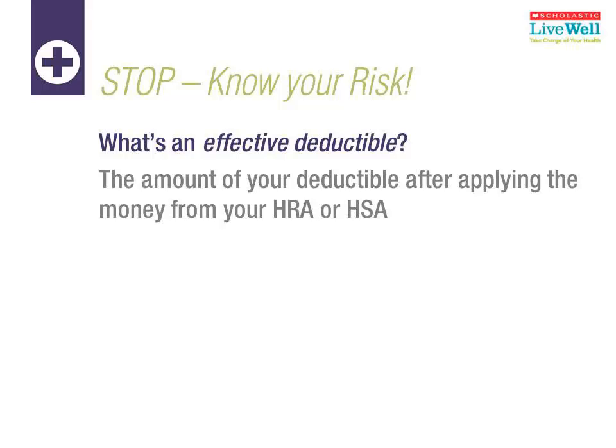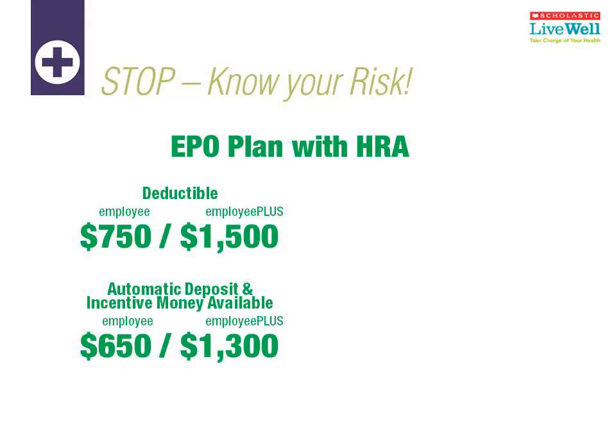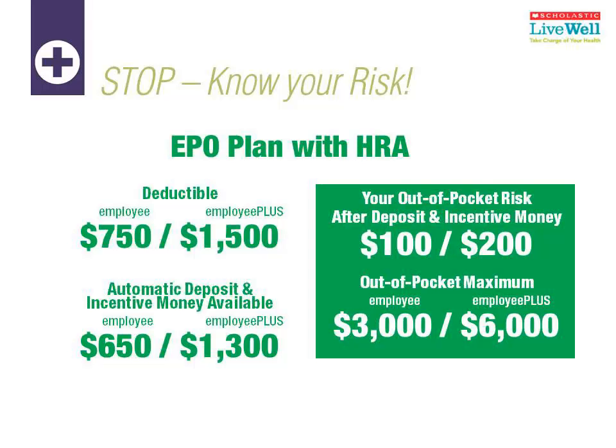What is an effective deductible? It is the amount of your deductible after applying the money from your HRA or HSA. In the EPO plan, your deductible without the incentives is $750 for employee coverage and $1,500 for all other coverage levels. After you apply the enrollment and wellness incentives worth $650 for employee only and up to $1,300 for employee plus, your effective deductible can drop dramatically to only $100 to $200 depending on your coverage level. This also applies to the out-of-pocket maximums shown here.